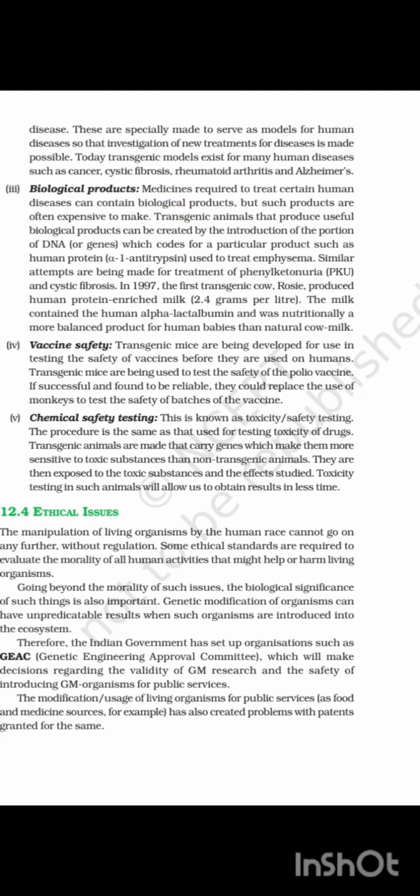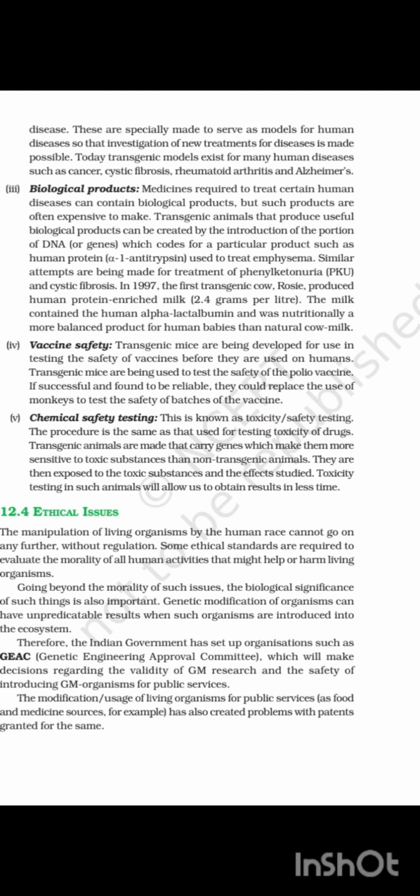Third, biological products. Medicines required to treat certain human diseases can be obtained as biological products, but such products are often expensive to make. Transgenic animals that produce useful biological products can be created by the introduction of the portion of DNA or genes which code for a particular product, such as the human protein alpha-1 antitrypsin used to treat emphysema. Similar attempts are being made for treatment of phenylketonuria (PKU) and cystic fibrosis.